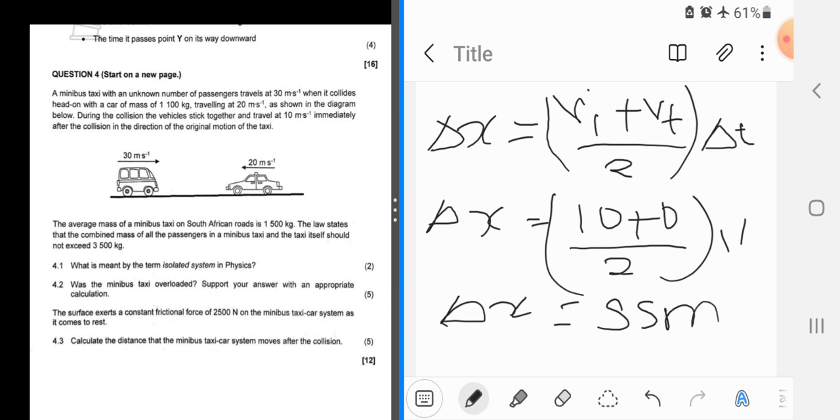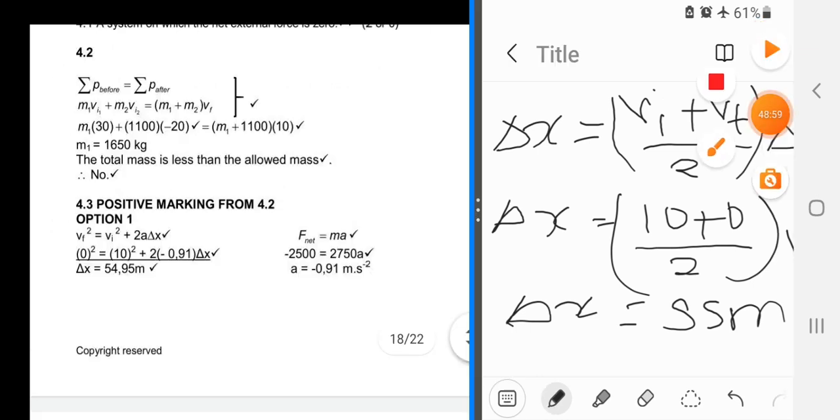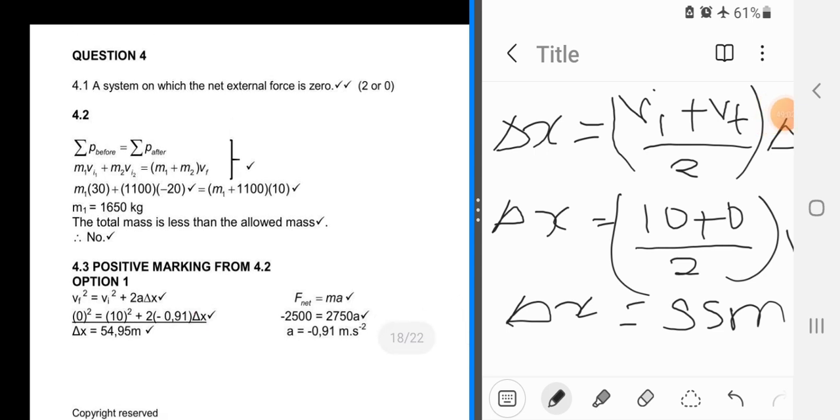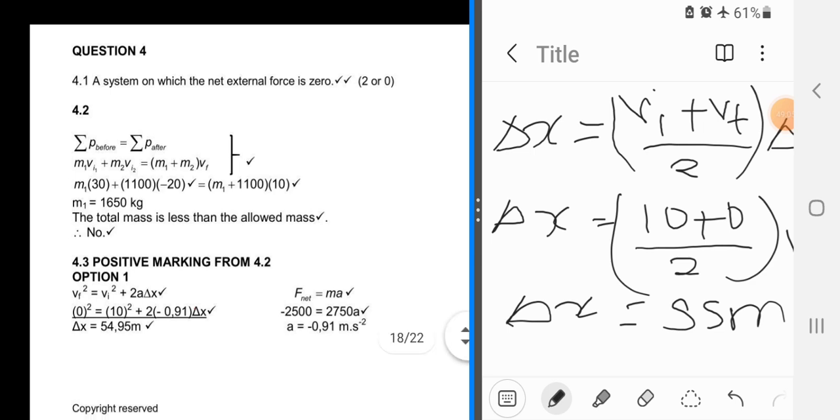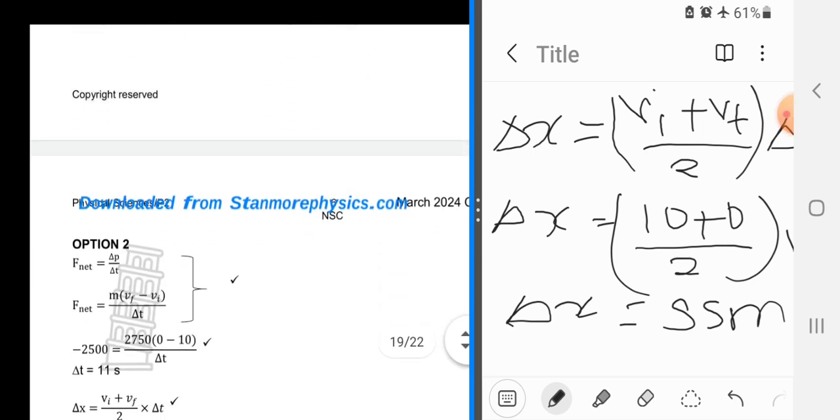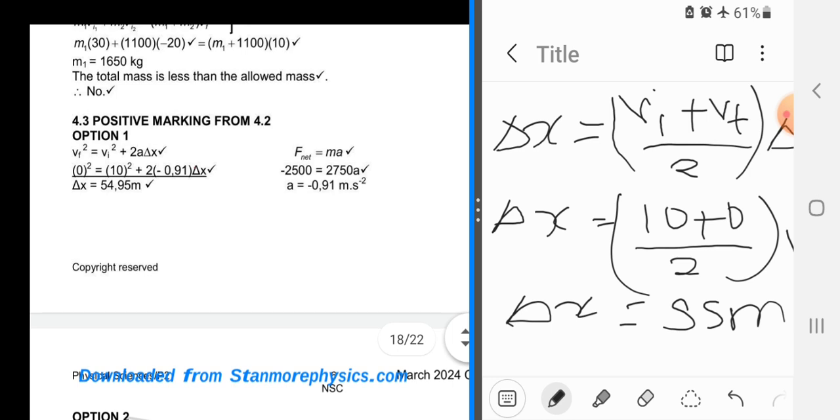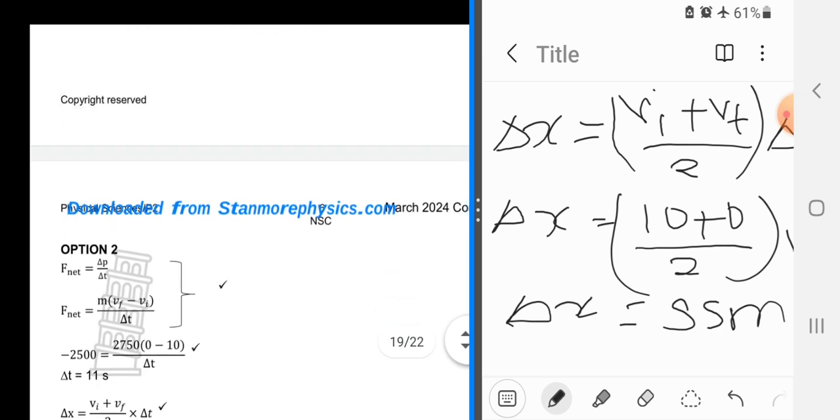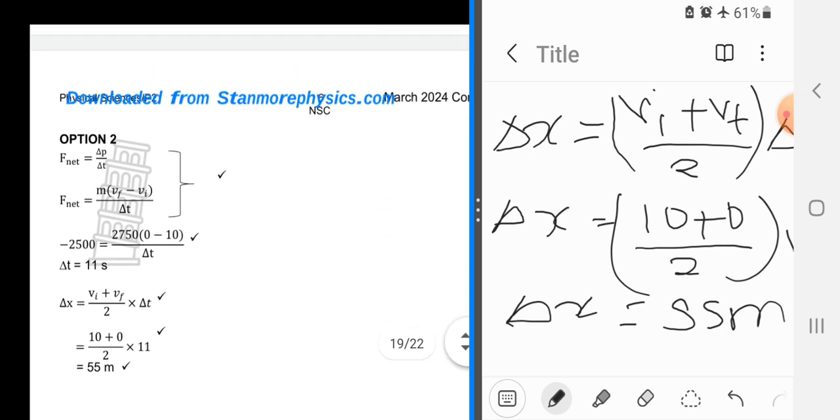Let's look at the memo. So here's question 4. You can pause it. This is the first option that I wanted to do, but it was just too much, and then I decided, let me try to use this one, and it worked.